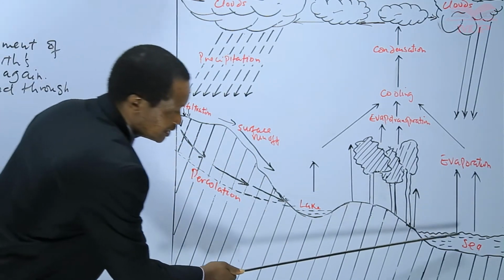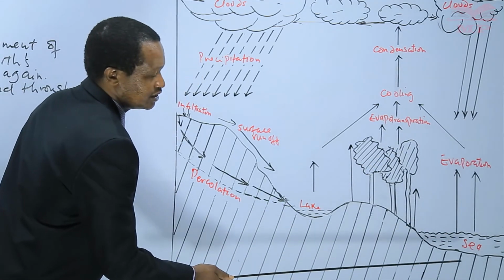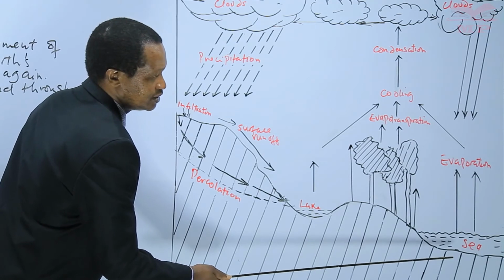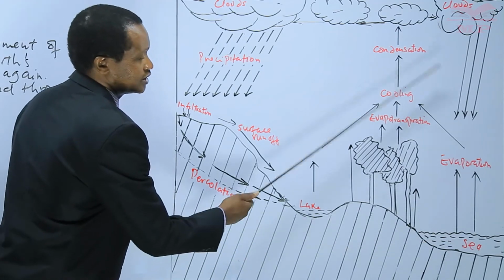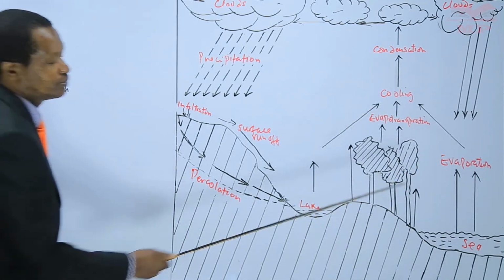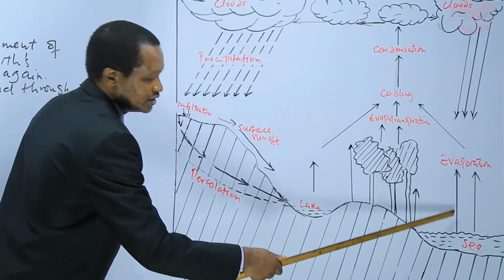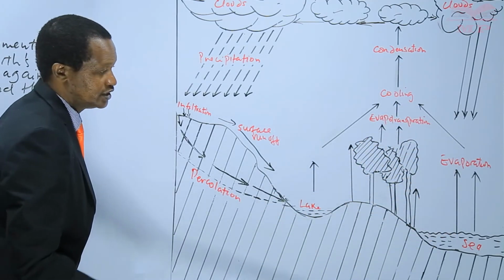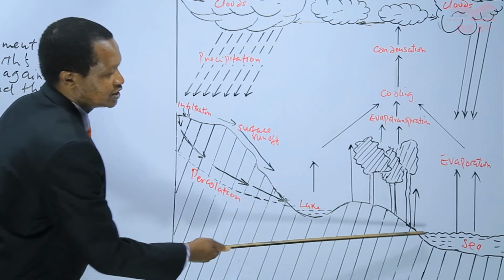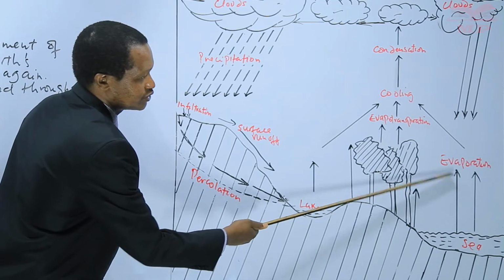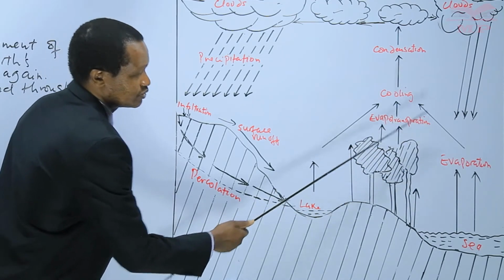This is where we began, learners. We say that water that is in the seas and water that is lost through transpiration is evaporated, learners, after the sun hits on the surface of the sea and the surface of the ground. This water evaporates, and the water that is lost through evaporation and transpiration, we said, is known as evapotranspiration.